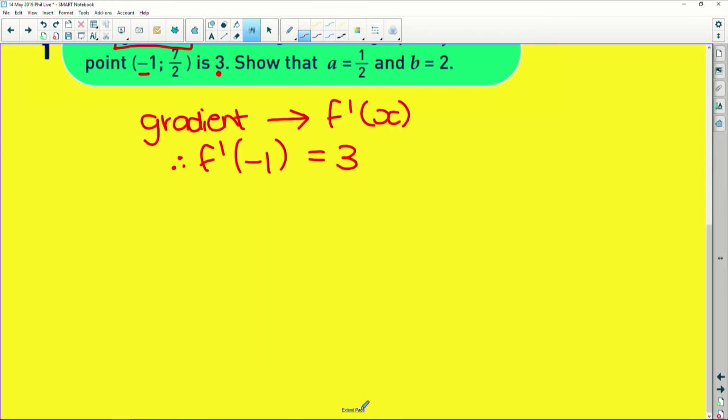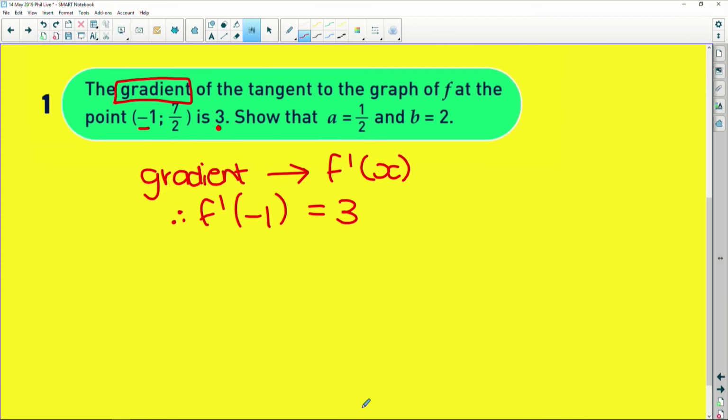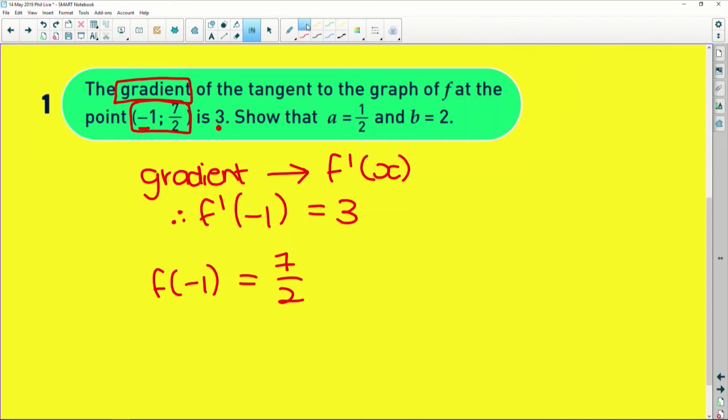We can also see that this point, this whole point here, lies on the graph, which means that f of -1 is equal to 7/2. Okay, so when we're trying to find two variables, guys, what you need to look for, if you have two unknowns, you need minimum 2 simultaneous equations to try and solve for those variables. Okay, so that's basically what we've got here. We've got our first derivative, and we've got a point that lies on the original graph. Two different equations that involve a and b, 2 simultaneous equations to find them. Okay, so let's write out these equations.